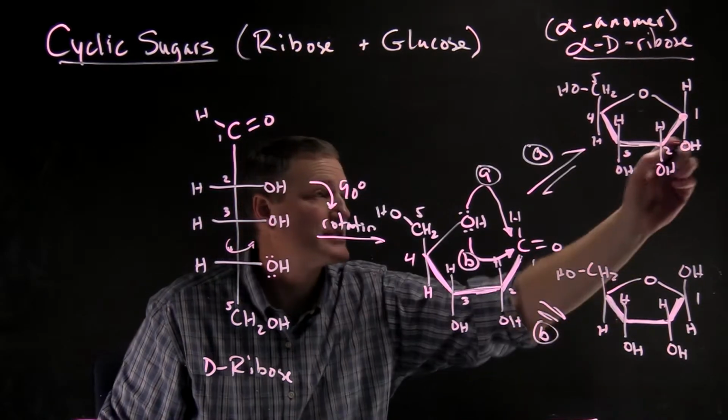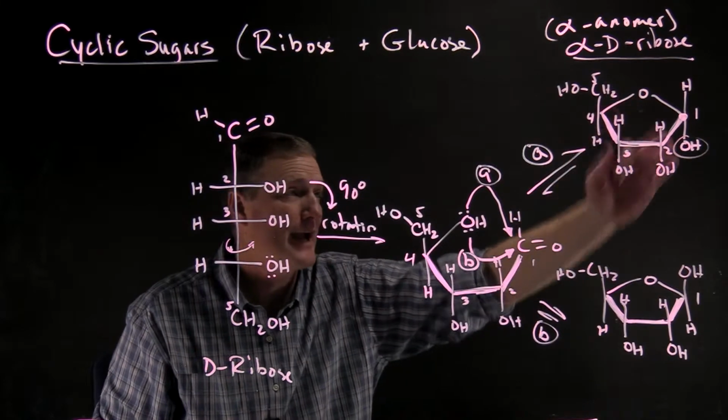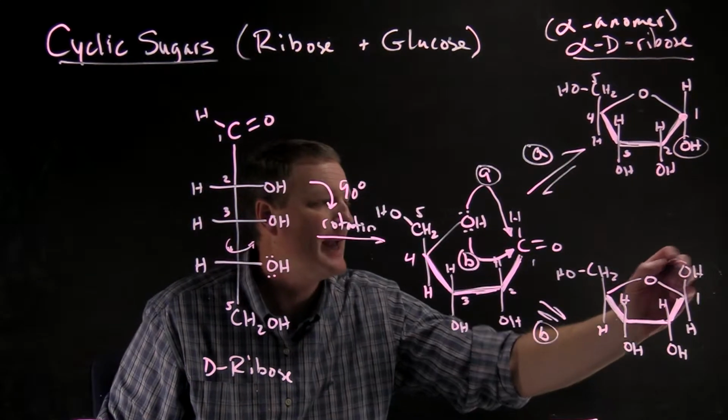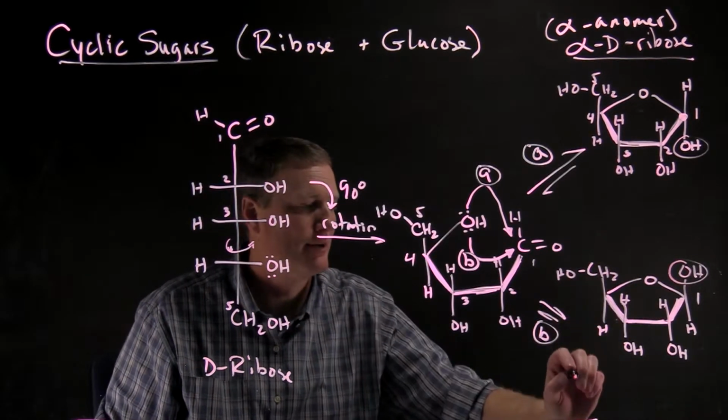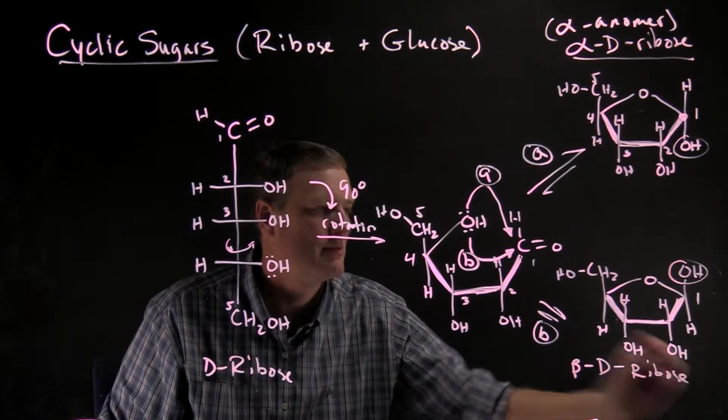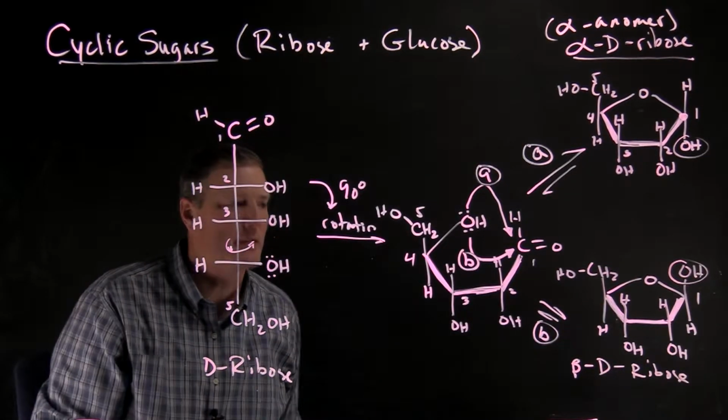Okay, and now notice this top one was called the alpha anomer because the OH is below the plane of the ring. Here I now have what's called the beta anomer. So this is beta D-ribose. Okay, the OH is above the plane of the ring.